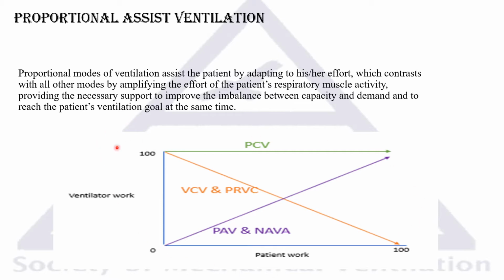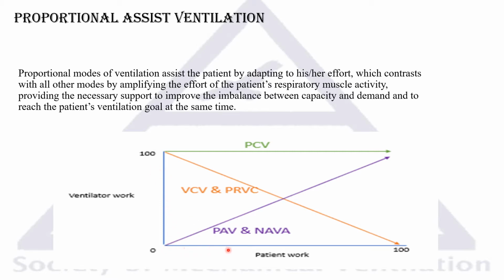This is one of my favorite graphs here that describes the relationship of the patient work and the ventilator work in different modes. If you look at the orange line, this is the patient work from 0, meaning the patient has no effort at all, paralyzed, to 100%, meaning he's doing all the work. And this is the ventilator work, again from 0 to 100. The orange line is a volume control mode and pressure regulated volume control. If the patient effort is 0, the ventilator is doing all the work.